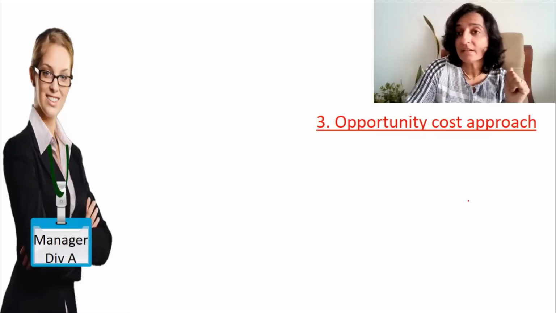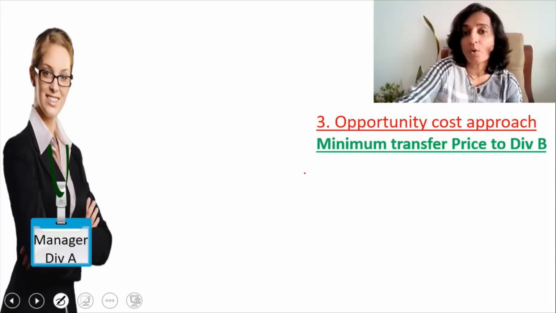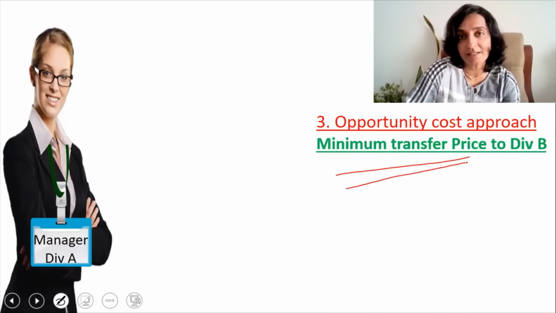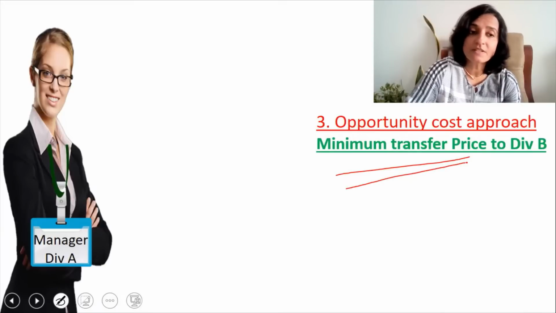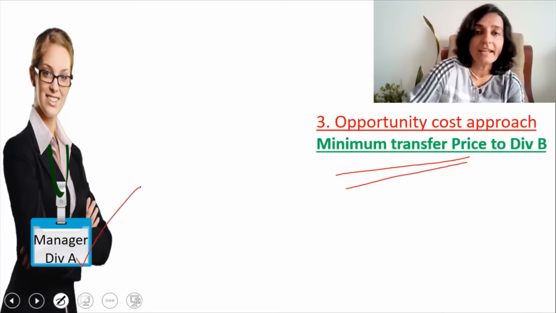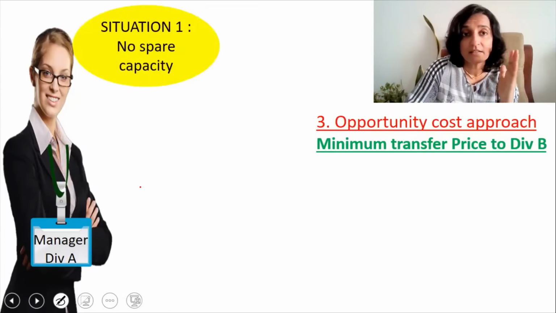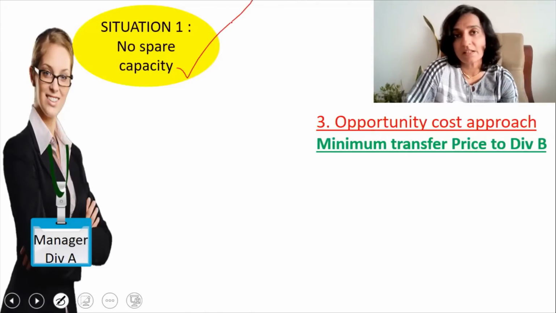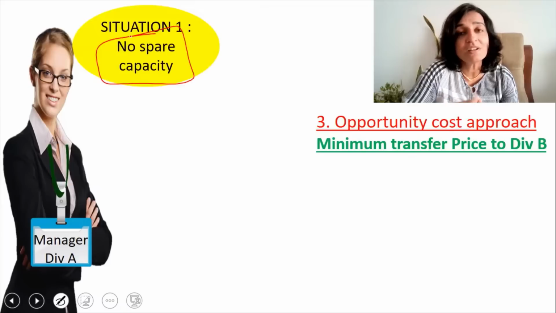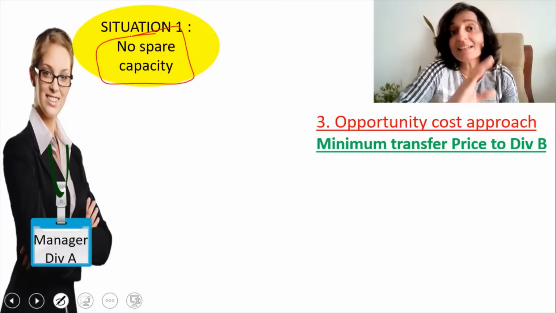So the third method is the opportunity cost approach. Here we try to find out what is the minimum transfer price that is acceptable when goods are transferred from division A to division B. Now, there could be three situations. The first situation is there is no spare capacity. What do you mean by there is no spare capacity? It simply means that division A is able to sell its entire produce in the external market.